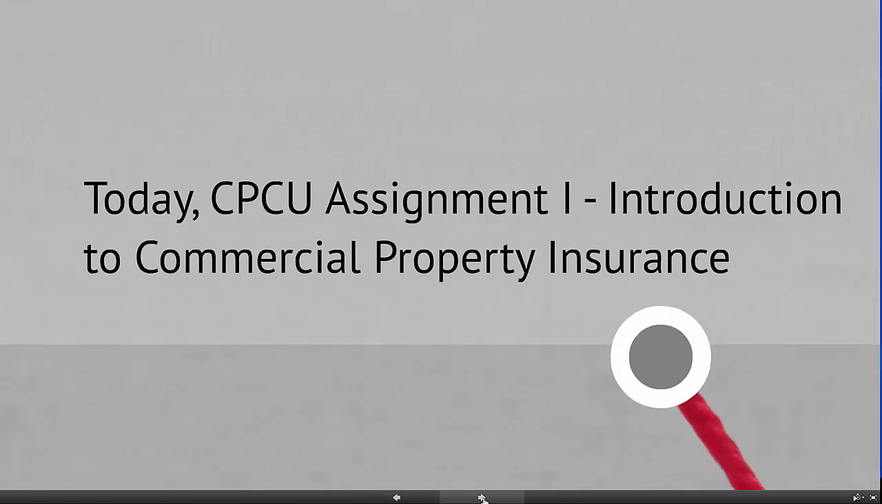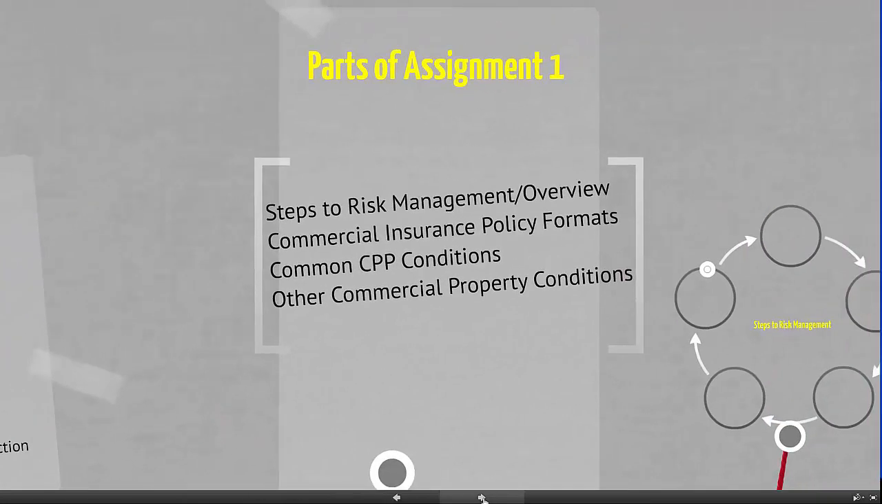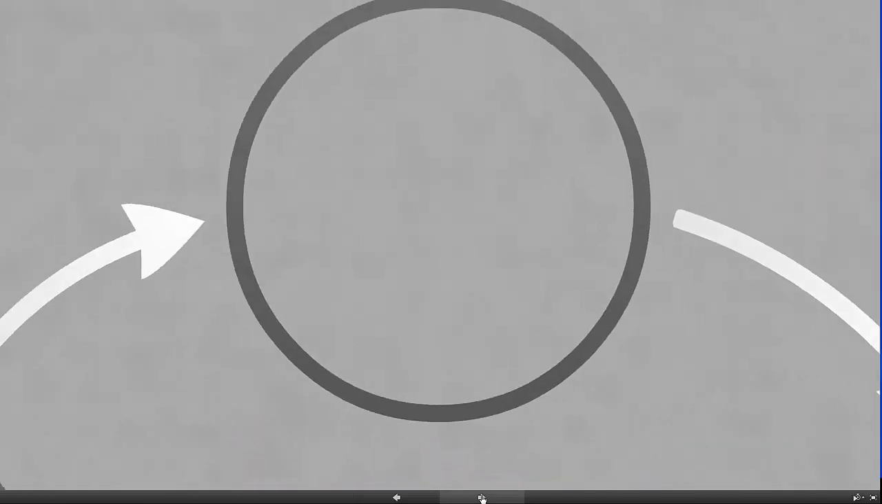So let's get into today's assignment, Introduction to Commercial Property Insurance. And just to look at an overview of the different parts of the assignment, we'll start with looking at the steps to risk management, a brief overview of that. We'll look at commercial insurance policy formats, the standard and non-standard formats, in addition to starting to look at the commercial package policy in total. And we'll talk about common CPP, commercial package policy conditions, and then other conditions that are specific to the commercial property policy. So let's start with steps to risk management.